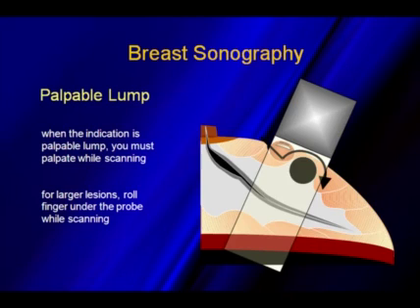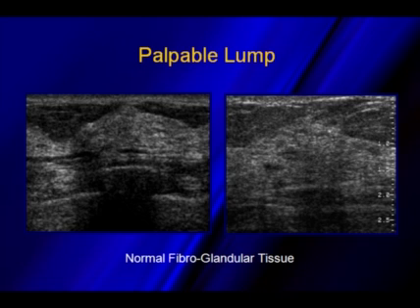If it feels like it's a BB, you know it's going to be very superficial, so you need to worry about your elevation plane focus, using a standoff pad or extra gel to get that closer to the focus. The next thing is, while you're scanning, make sure you take your finger and run it underneath the transducer. Make sure that what you're seeing and what the patient feels is the exact same thing. The number one palpable lump is a ridge of normal fibroglandular tissue. This is more common than a cyst or anything.